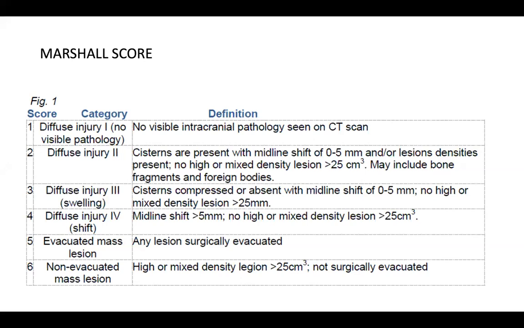Grade 4 is where you have midline shift of more than 5 millimeters, but the clot is not more than 25. And grade 5 is usually when you have a lesion which can be evacuated surgically, while grade 6 is that you have a large lesion in a location which is not surgically evacuatable.